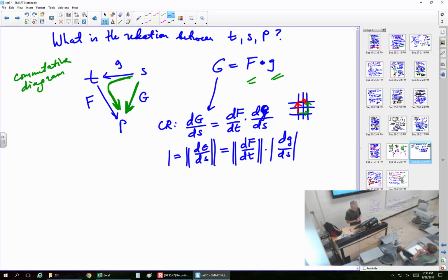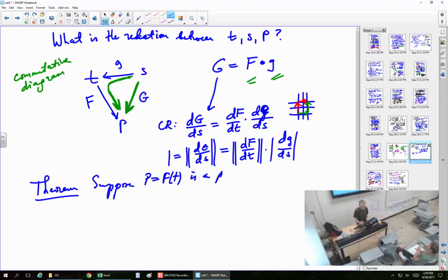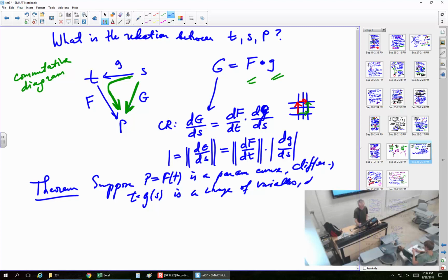So let me try to write it out in terms of the formula. Let's say, suppose p is equal to f is the parametric curve, differentiable. And g, t is equal to g of s, is the change of variables, also differentiable. Then, as we can see, we have this formula, the relation between those quantities.